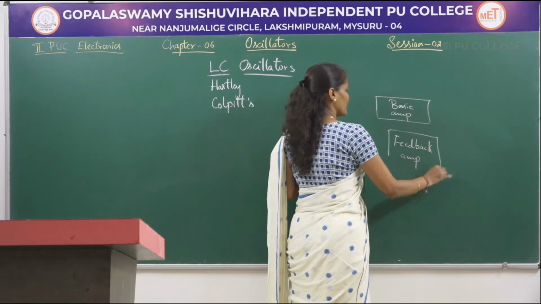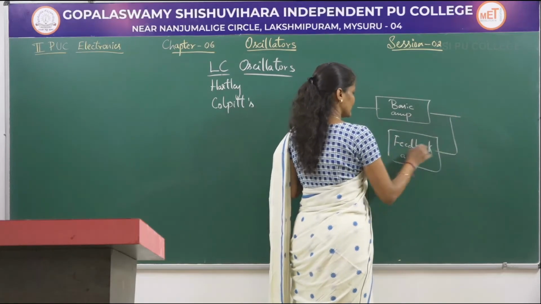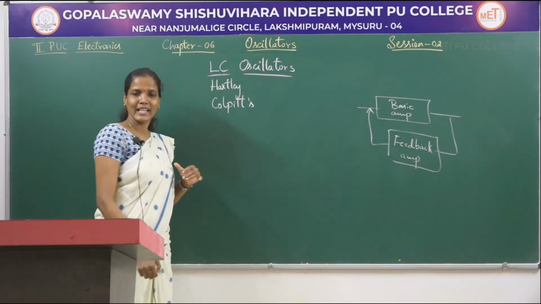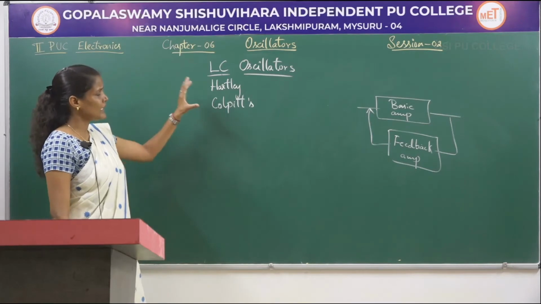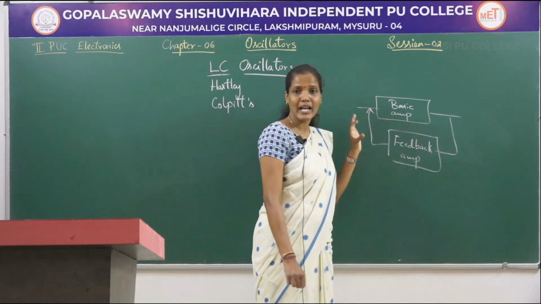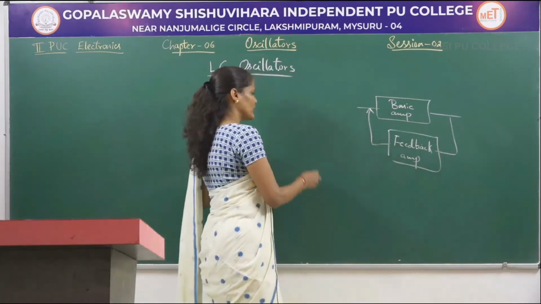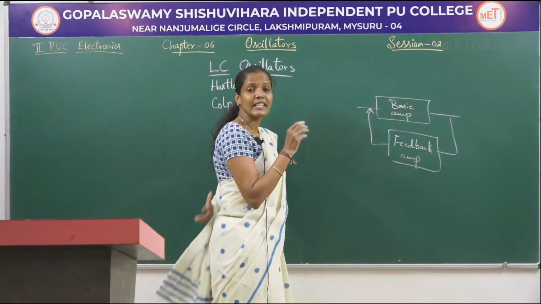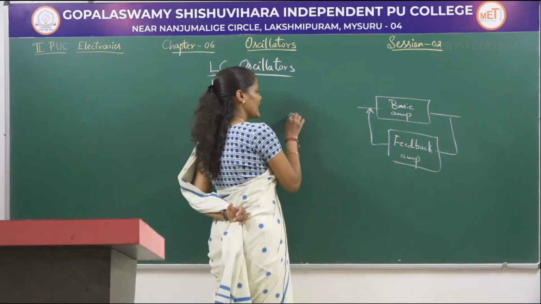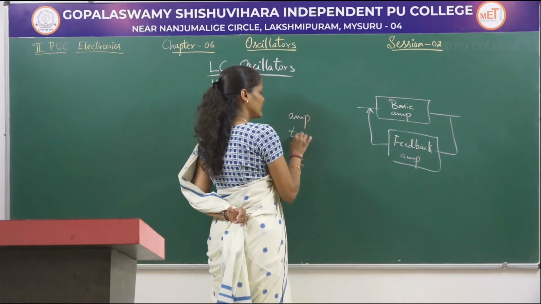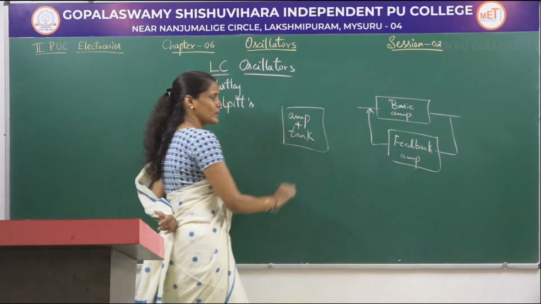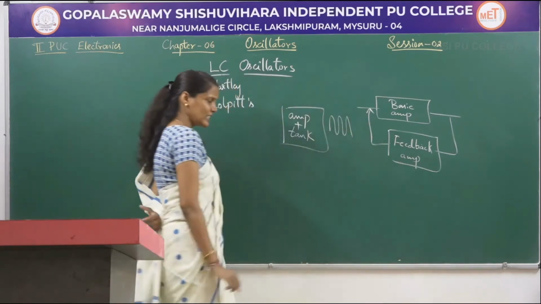So the circuit was like this. The output of the feedback was given back to the basic amplifier. So here in the oscillator circuits, a portion of the output must be given back to the amplifier circuit. Just now I told you that for generating a sustained oscillation, or for generating electrical oscillation, we need an amplifier along with a tank circuit. So a combination of these two circuits will help in generating sustained oscillations.